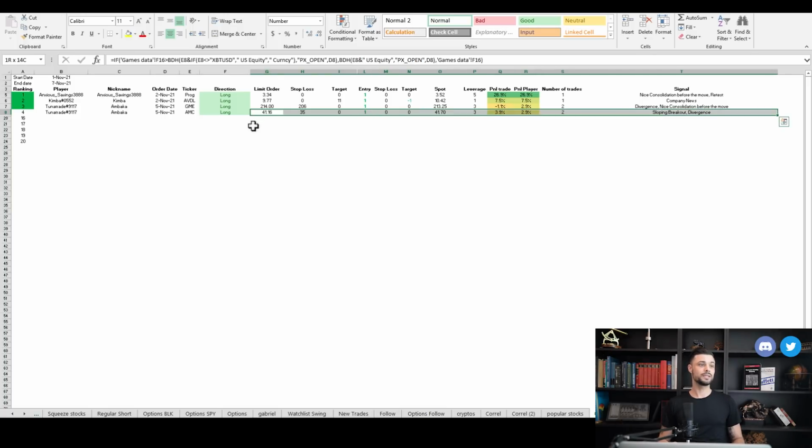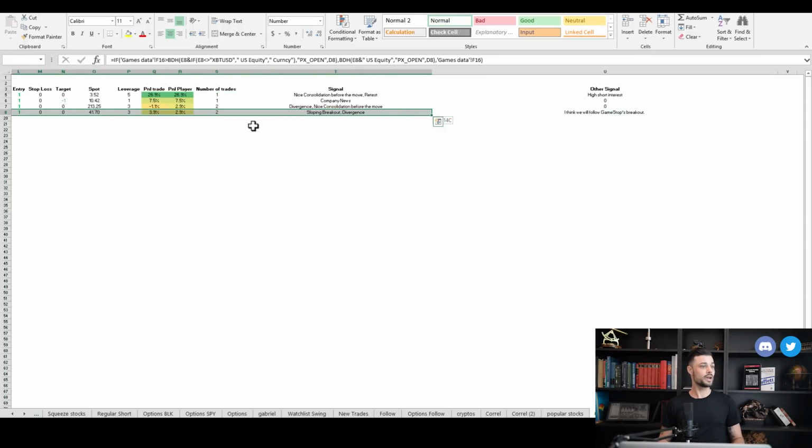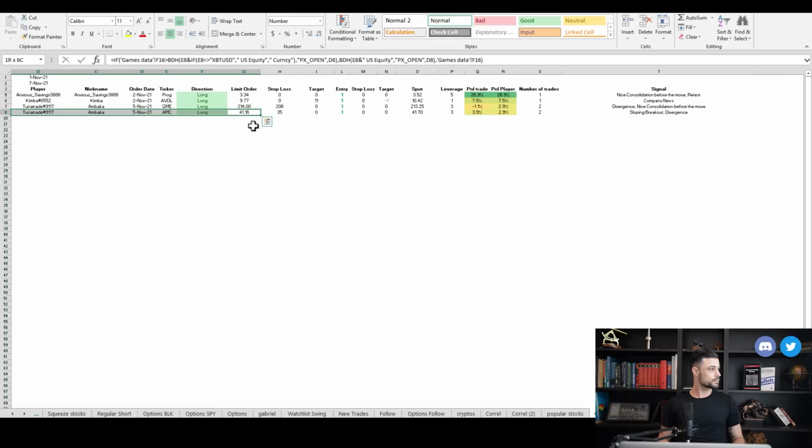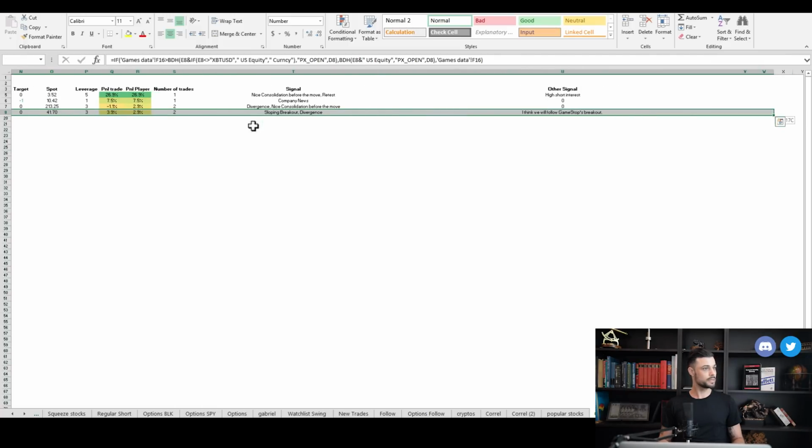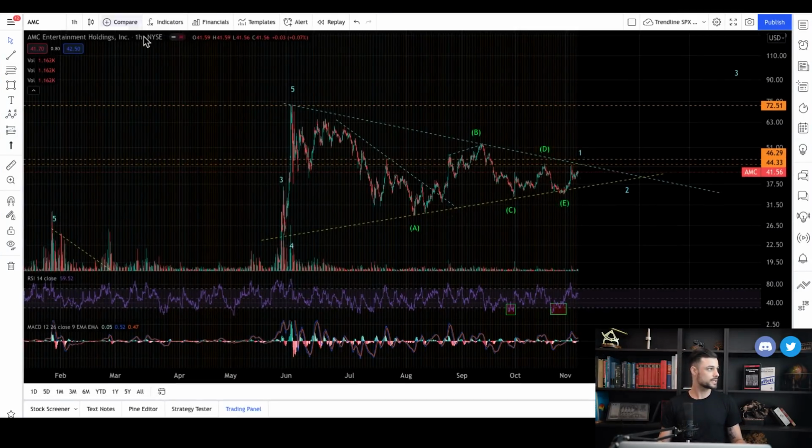And the reason behind is a sloping breakout and a divergence. So this is AMC or GameStop? This is AMC, and then the other signal, he's telling me, I think we will follow GameStop's breakout. Makes sense, I think the same. So let's first analyze AMC, guys.